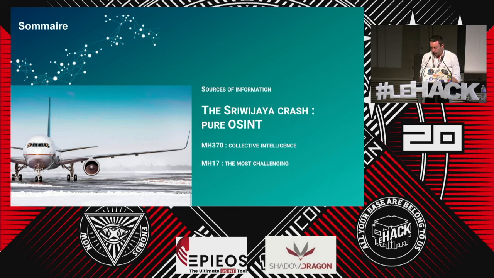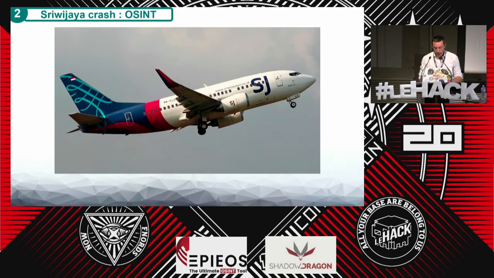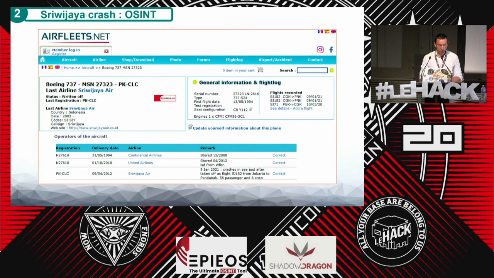So I will focus on a few examples. The first one is just about pure OSINT. It's the crash of Sriwijaya. We have the picture of the plane that crashed. We have information about it. It's a Boeing 737. We know who owned it before. It was Continental, United, etc. We know when it was built, and what kind of engines it has.